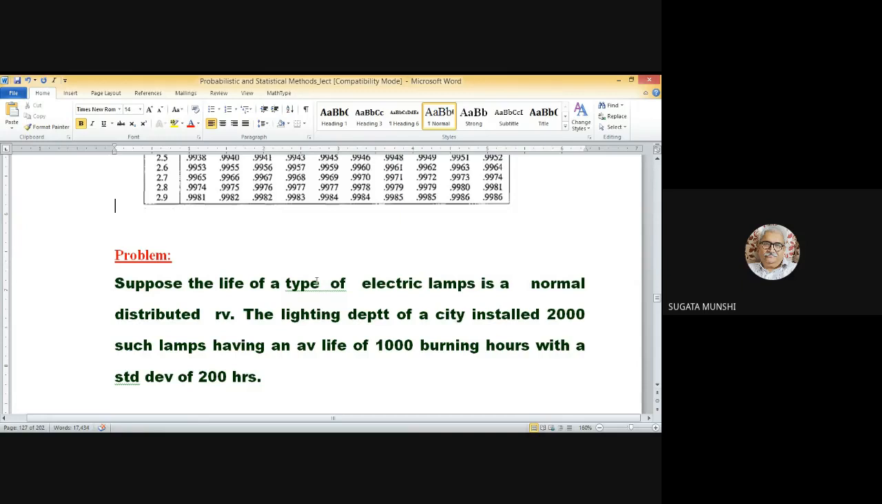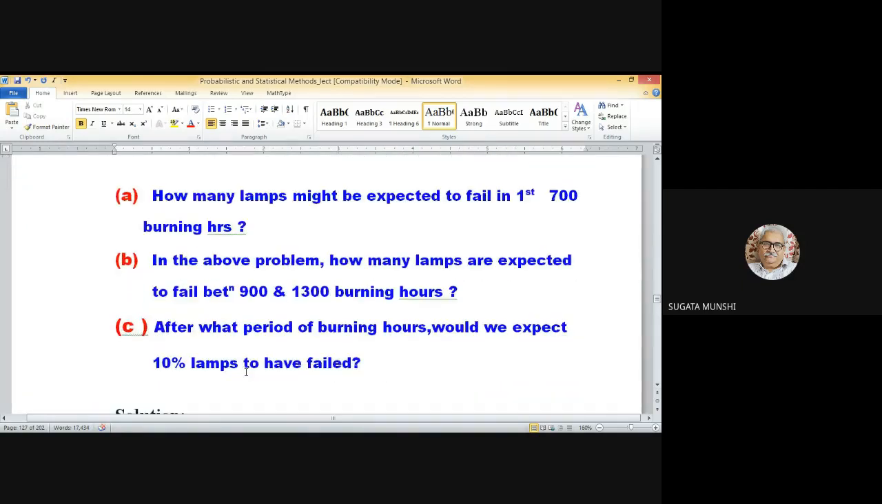So what you have been asked to find out, based on this data: how many lamps might be expected to fail in the first 700 burning hours? How many lamps are expected to fail between 900 and 1300 burning hours? After what period of burning hours would we expect 10% of the lamps to have failed? Three parts.